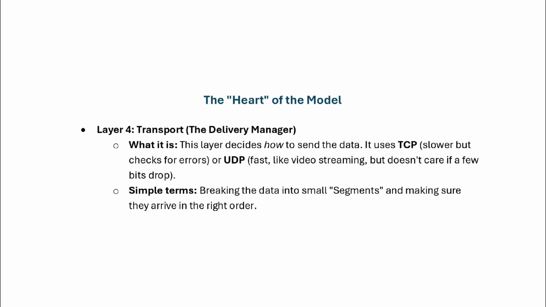Now there is layer 4, known as the heart of the model. That is the transport layer. What it is: this layer decides how to send the data. It uses TCP, which is slower but checks for errors, or UDP, which is fast, like video streaming, but doesn't care if a few bits drop. In simple terms, it breaks the data into small segments and makes sure they arrive in the right order. The data is in the form of segments. It uses Transmission Control Protocol and User Datagram Protocol for streaming or sending the data.